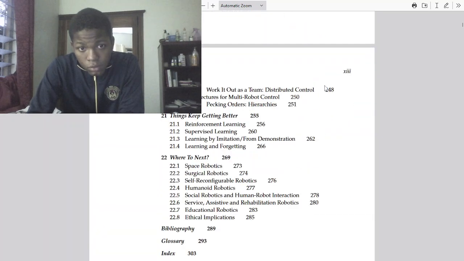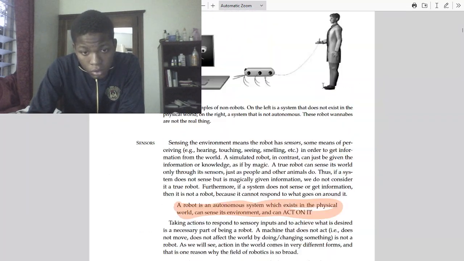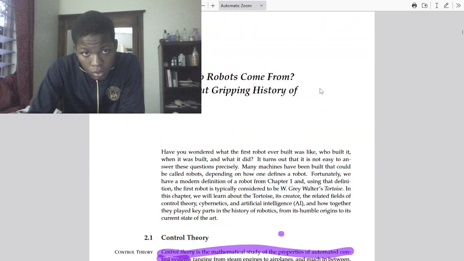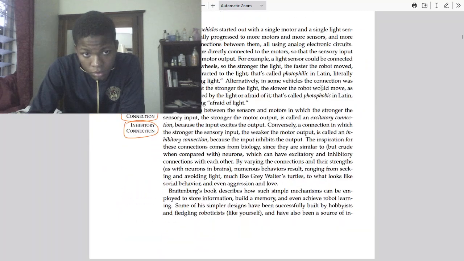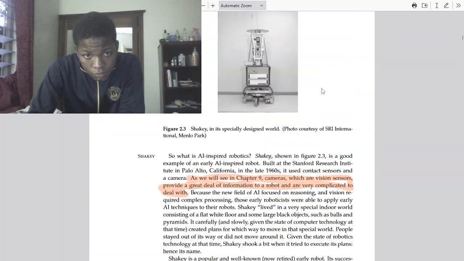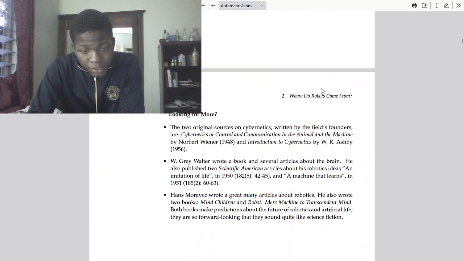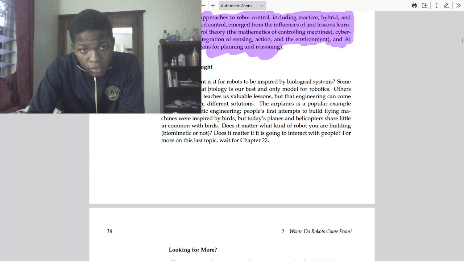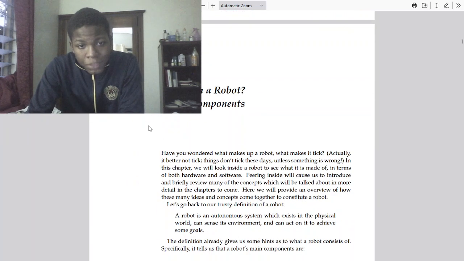Scroll, scroll. I finished chapter two. Let me move to chapter three. All right. So last time I was reading this, I just stopped at chapter three. Went over the food for thought. I didn't really make a video about this, but I did do a voice recording. So chapter three, what's a robot and robot components.